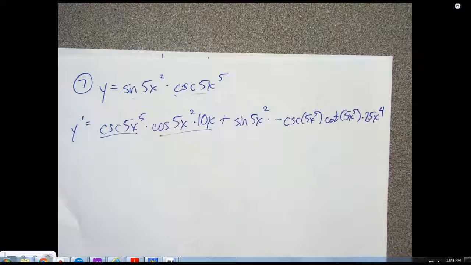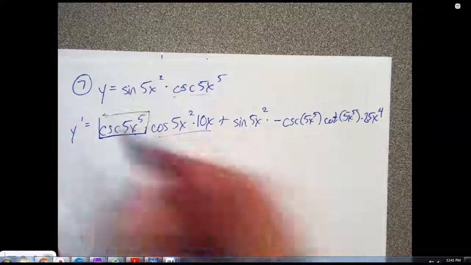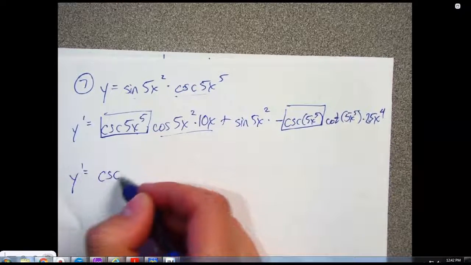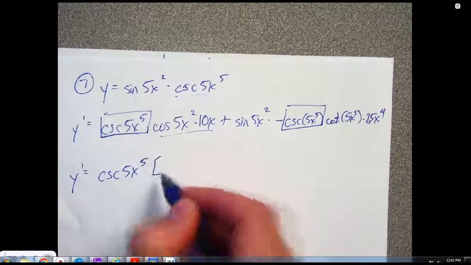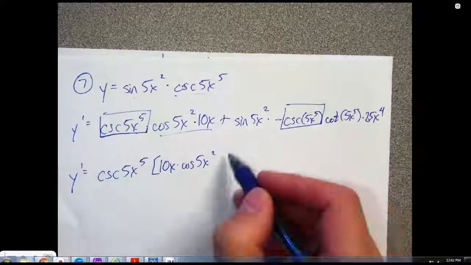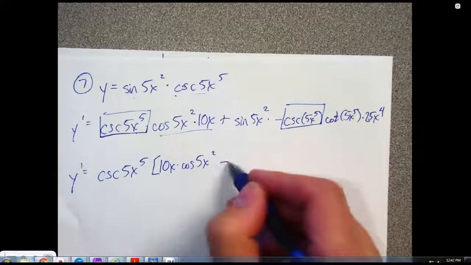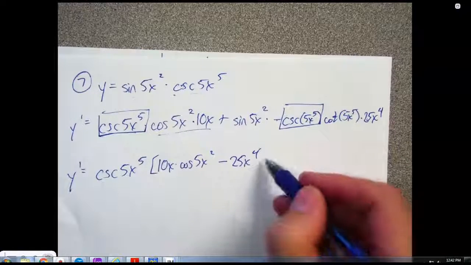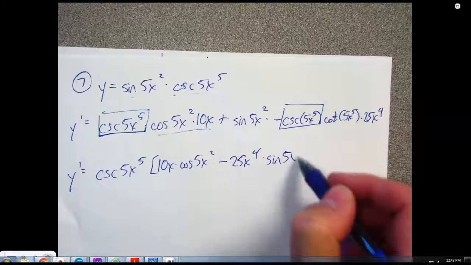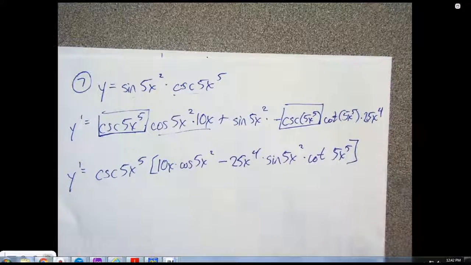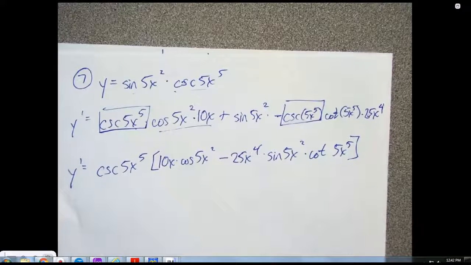So there's a couple of ways you could have done this. I'm going to start by taking a cosecant of 5x to the 5th out of both, which would leave me here with 10x times cosine of 5x squared, and here with negative 25x to the 4th, so I'm taking that negative and that 25x to the 4th, times sine of 5x squared times cotan of 5x to the 5th. And if you had stopped there, I would give you credit.